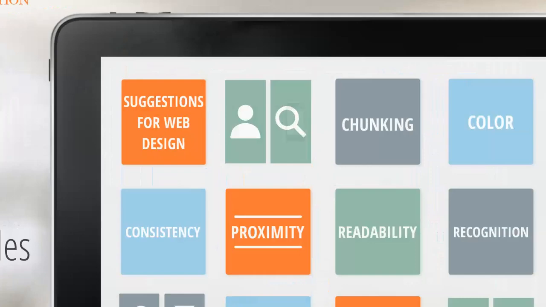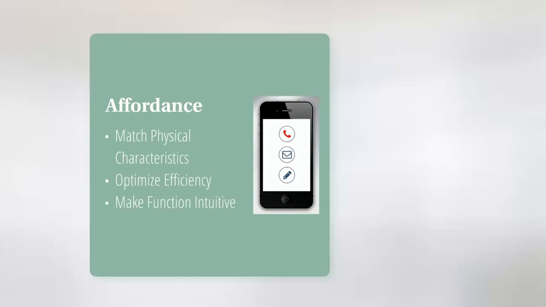First, let's focus on affordance. Affordance is the extent to which the physical characteristics of a design suggest how the user should interact with the interface. User-friendly design should optimize efficiency and ease of use, making the function and use seem intuitive or obvious. For instance, most users know that underlined colored text on a website indicates a link that, when clicked, will bring up information related to the underlined word or phrase. The example on the right shows icons that match physical characteristics in order to optimize efficiency.